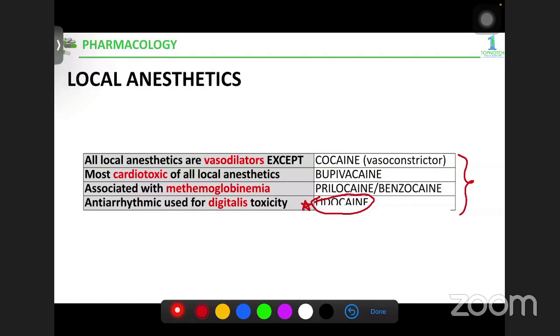Okay? So again, constrictor, cocaine. The rest, dilator. Most cardiotoxic, bupivacaine. Methemoglobinemia, benzocaine and prilocaine. And the antiarrhythmic for digitalis toxicity is your lidocaine.